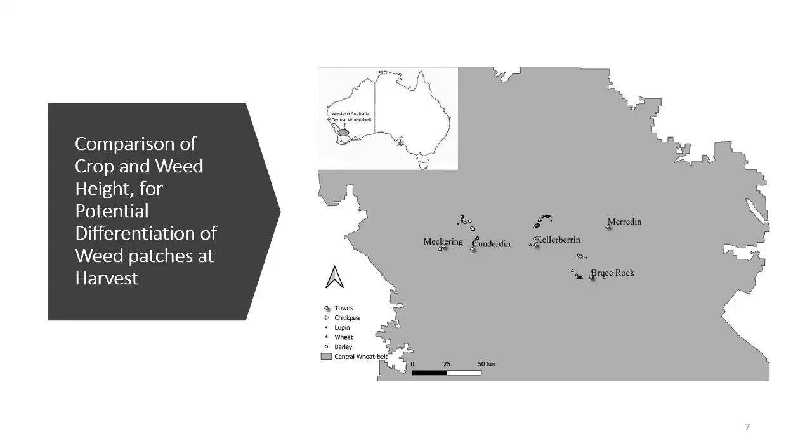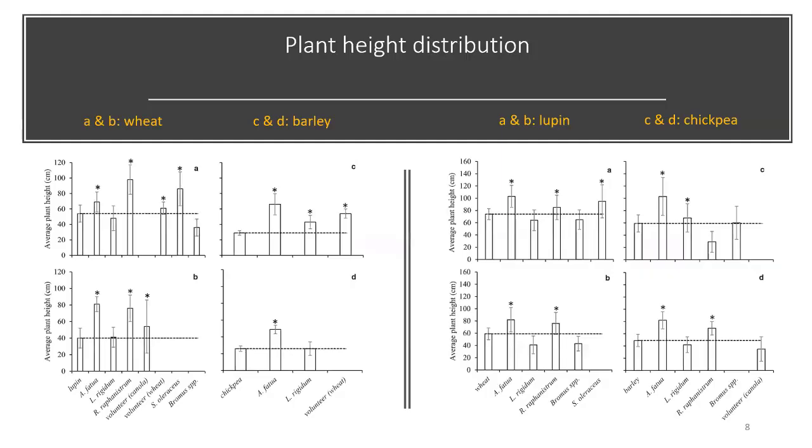And in each field, we assessed 3 weedy patches. So we studied 191 replicates. And in each weedy patch, we recorded 30 plant heights and 10 weed heights of one species. The studied crops in those surveys were wheat, barley, lupin, and chickpeas. And the studied weeds were ryegrass, wild oat, wild radish, sanchez, and brome grass.